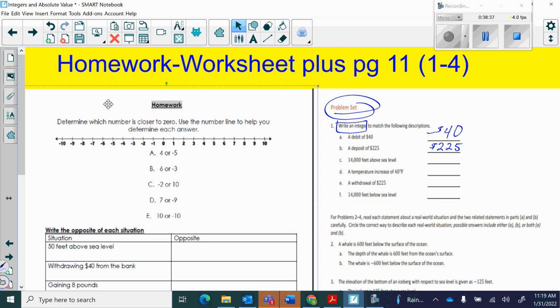Okay, 14,000 feet above sea level. 14,000. Temperature increase of 40. 40. A withdrawal of 225. Negative 225. 14,000 feet below sea level. Negative 14,000.